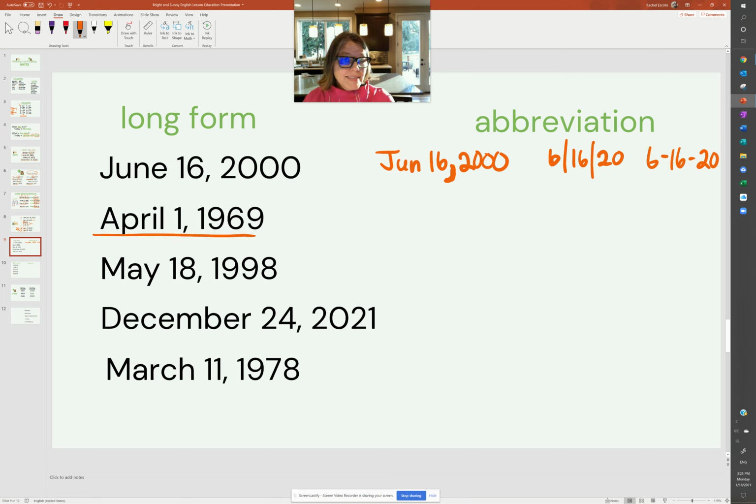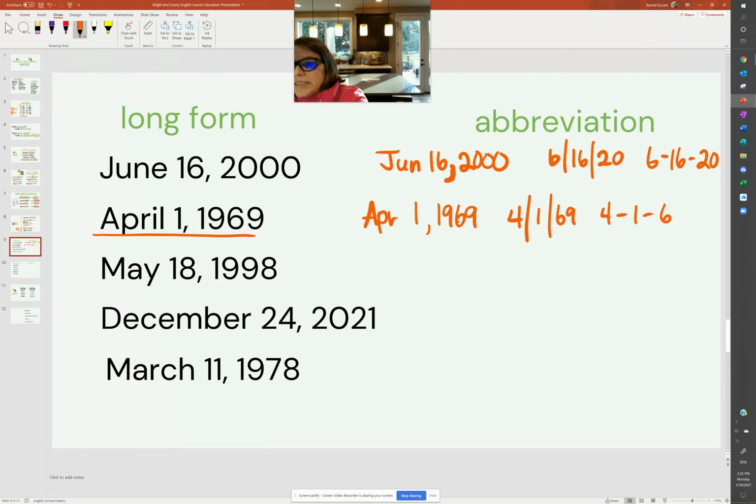How about this one? April 1, 1969. That's my birth date. Okay, so we would write April 1, 1969, or we could write, April is the 4th month, 4/1/69. Is it okay to write April 1/69? No. Right? We can do it one of these three ways.